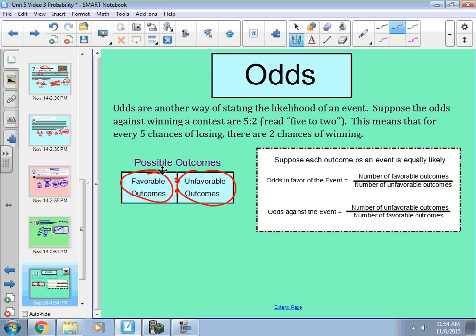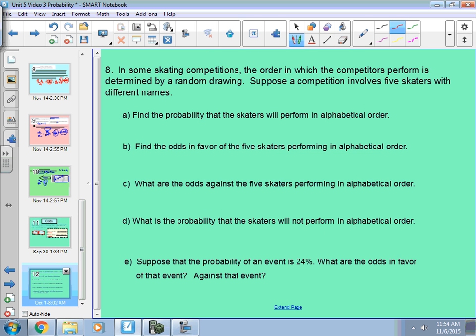You look for what you're looking for, and then the other things that are not going to be favorable. So odds in favor, if they ask that, is the number of favorable over the number of unfavorable. Odds against an event are the number of unfavorable compared to the number of favorable. Okay, so let's look at some odds problems here.